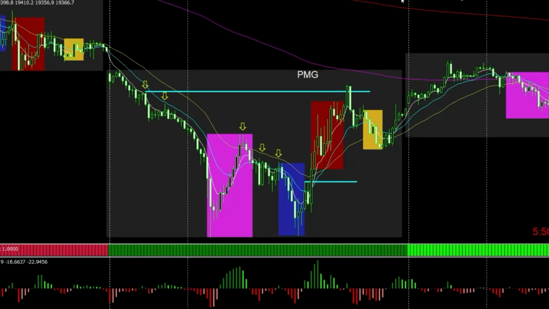So to enter this trade, you can use the Strat strategy. After price has mitigated all of these areas, you can look for a 3, 1, 2 pattern, and that is your entry. Right here on the 1 candle, you can take that all the way up.